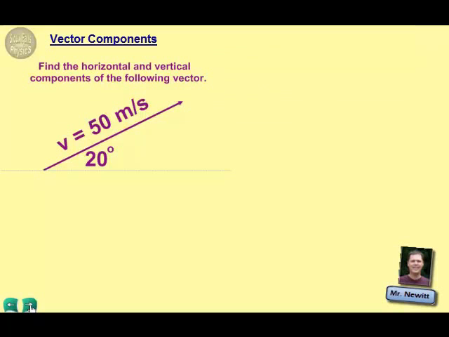So let's start with the horizontal here. We want to essentially figure out what the v sub x, the x component of this velocity is, given that it's at 20 degrees. So we have a right triangle that will be formed here. This will be our velocity in the x direction, and then we will also have a velocity in the y. So we'll label this v sub y and v sub x.